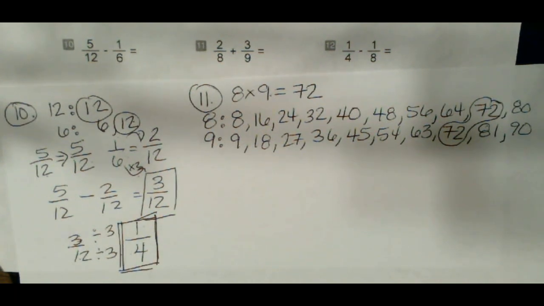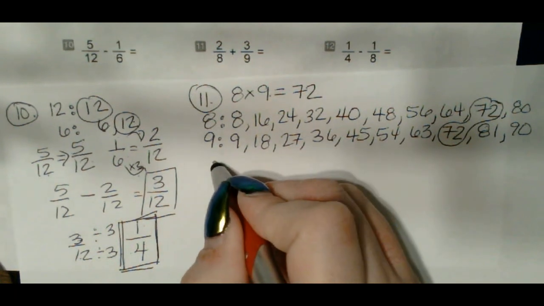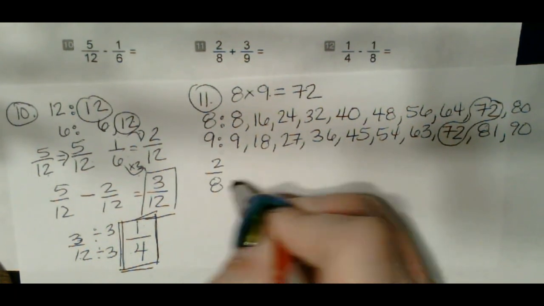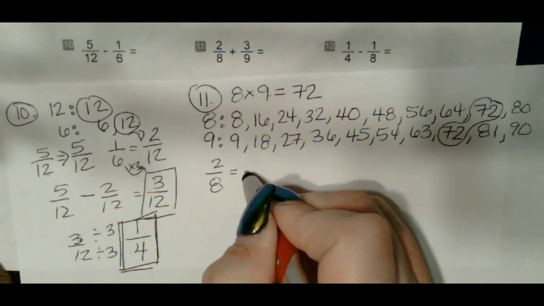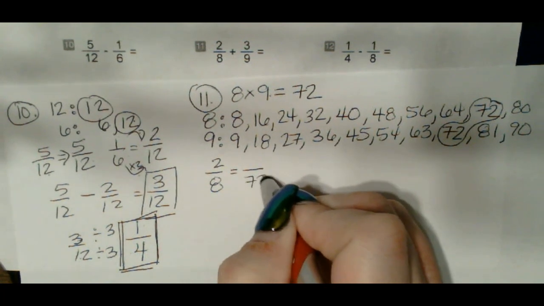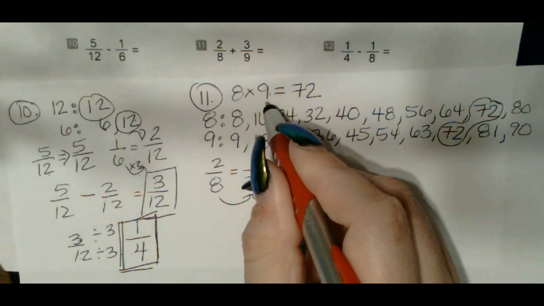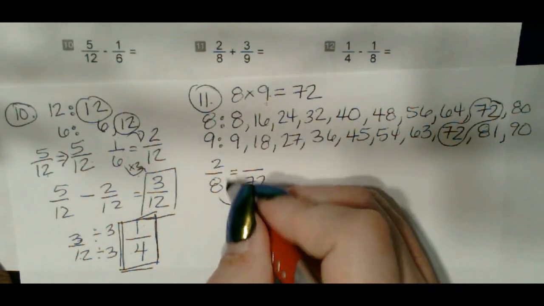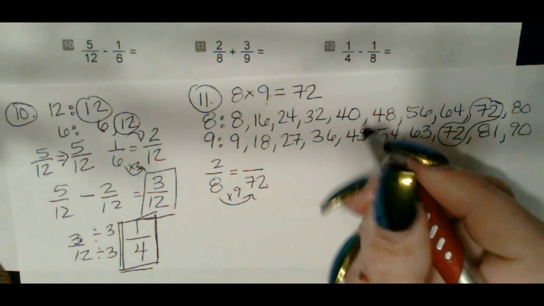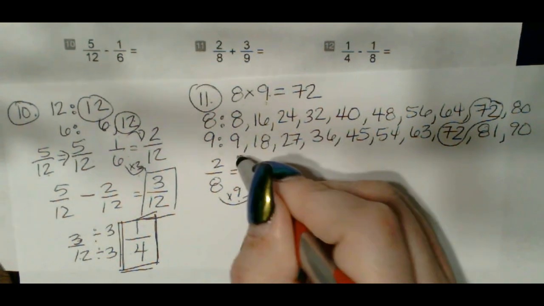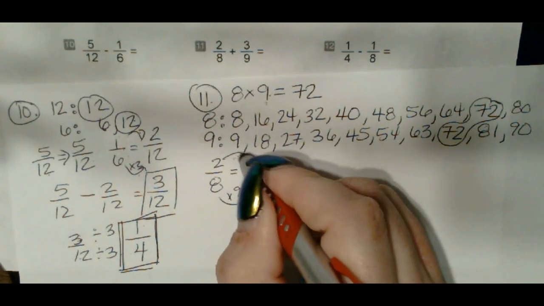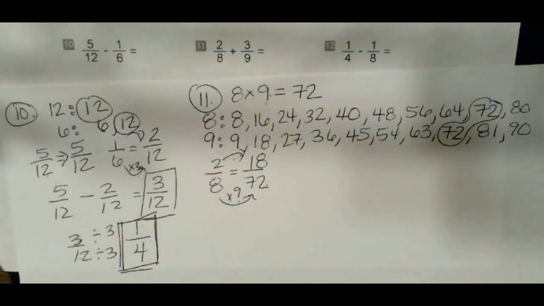All righty. I believe in you. Here we go. 2/8. I need to change the denominator to be 72. 8 times what gives me 72? Well, we know we're working with these values, so we're going to multiply by 9. Whatever you do on the bottom, you have to do on top. So 2 times 9 is 18.